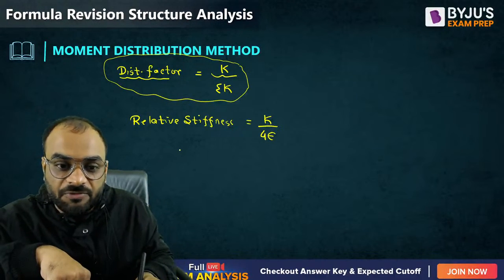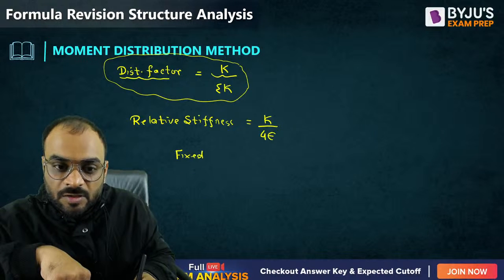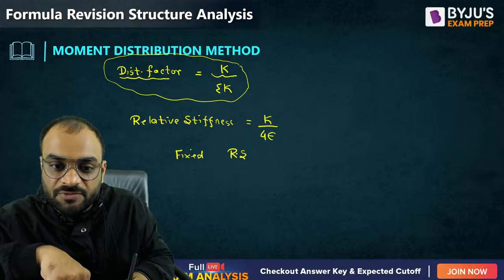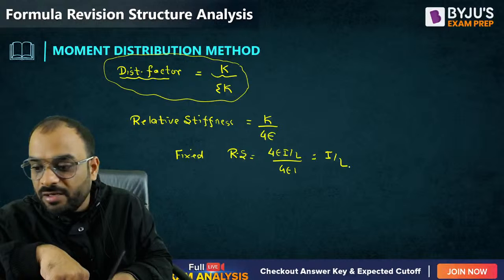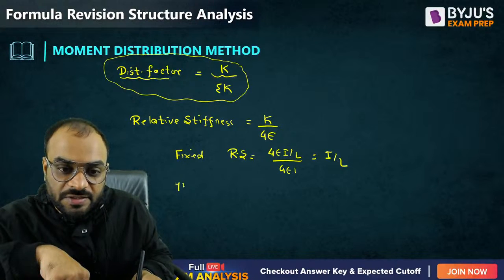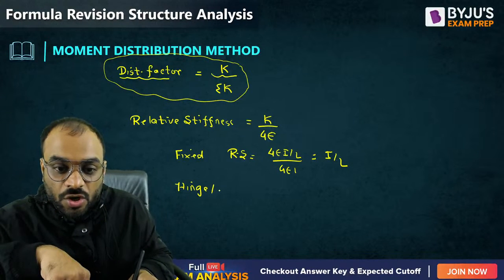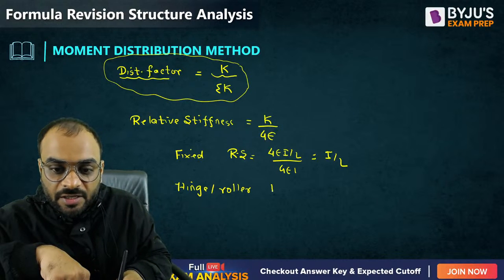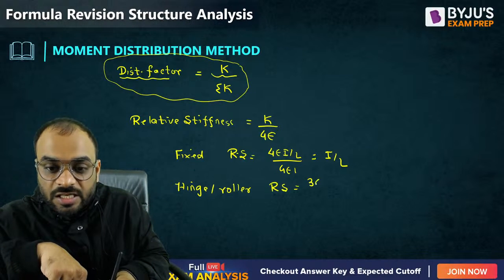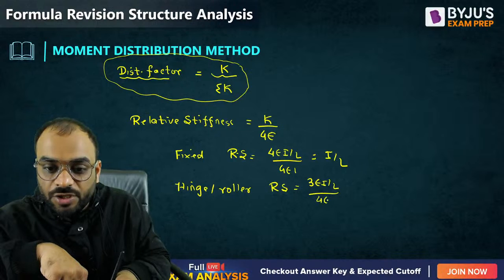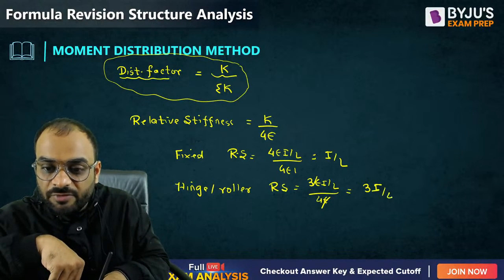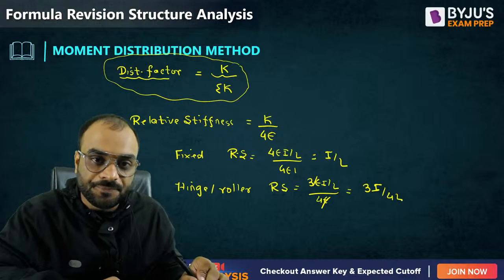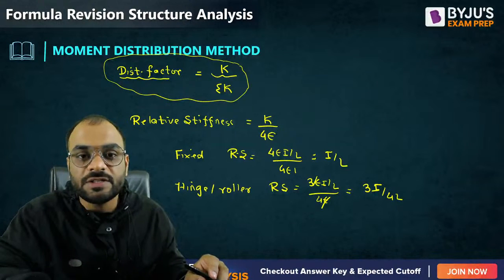Now let us suppose guys, if the far end is fixed, then the relative stiffness for that member will be equal to 4EI by L divided by 4E. So our formula will become I by L, right? Now if you have a hinge support or roller support on the far end, then the relative stiffness will be 3EI by L divided by 4E. So again you cancel E with E and you get 3I by 4L, right? Crystal clear or not guys? All of you are able to understand?